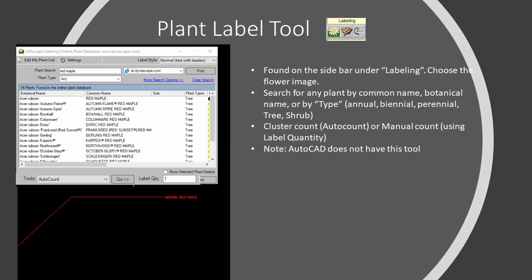The Plant Label tool is unique to Dynascape. It allows us to place a quantity on our plants as well as name them. This can be found under the Labeling section in the sidebar if you select the pretty flower. You can use Dynascapes.com vast database to do a plant search, and you can search by a plant's botanical or common name. You could also search by plant type. For example, you can search by tree or shrub, annual or perennial, and so on.